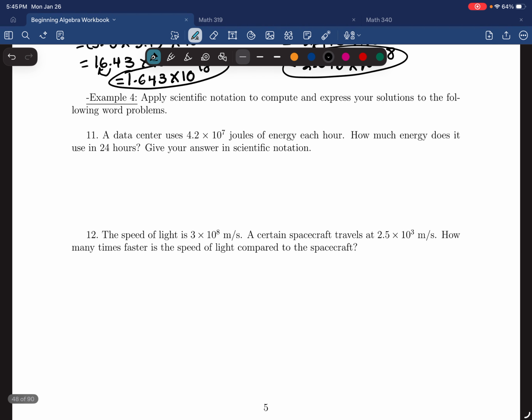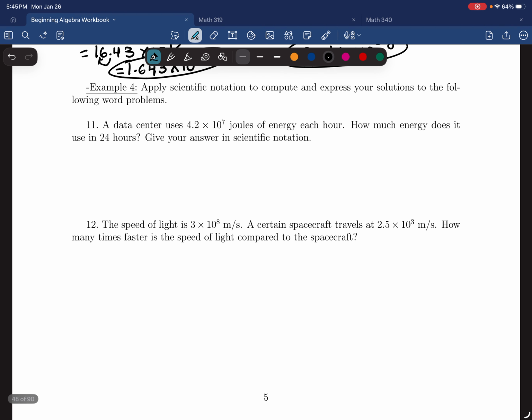Alrighty. So for the last two examples of this section, we're going to be working with scientific notation and doing a couple of word problems. So for example 11, we are given a data center uses 4.2 times 10 to the 7th power joules of energy each hour. How much energy does it use in 24 hours? So we know that per hour we use 4.2 times 10 to the 7th power of joules.